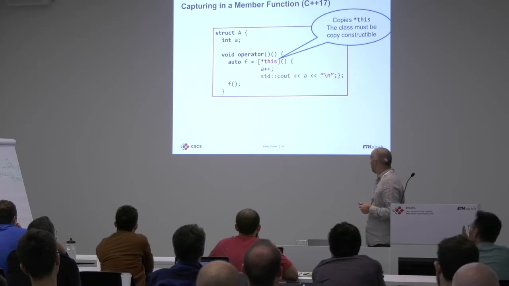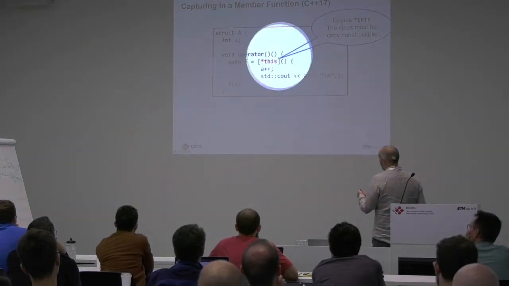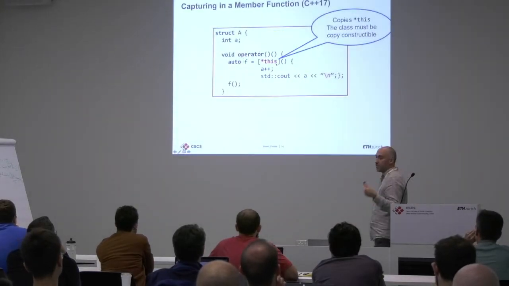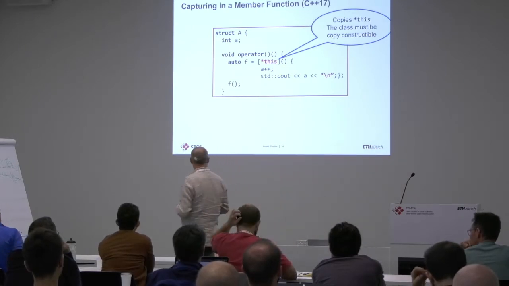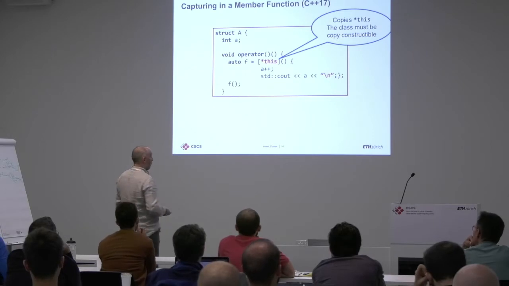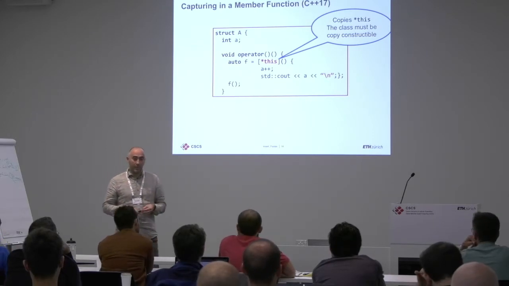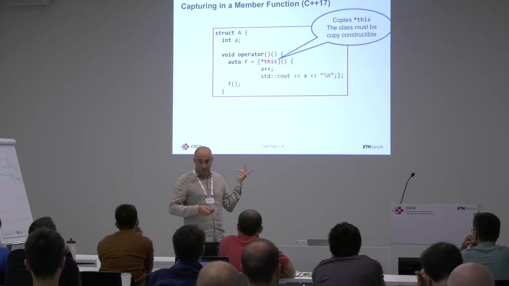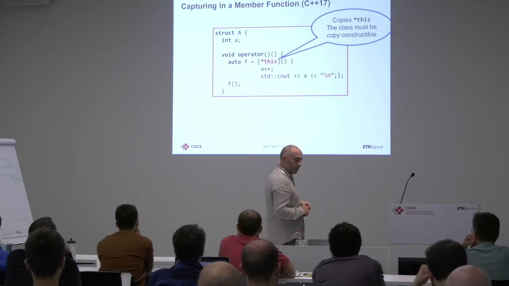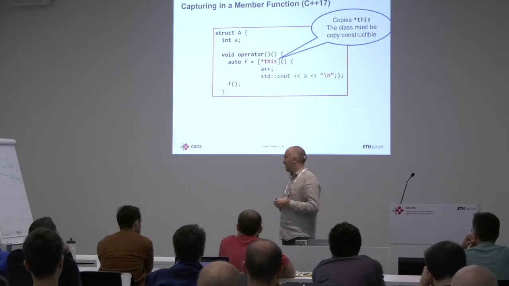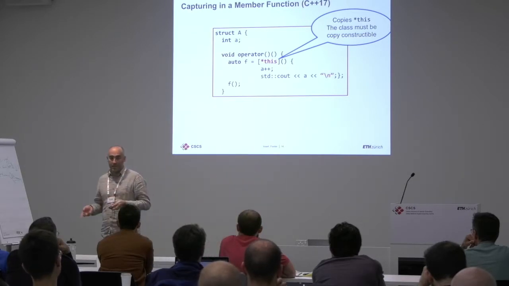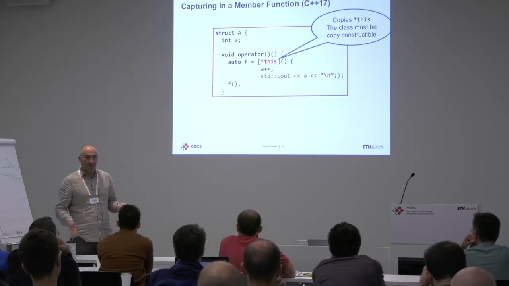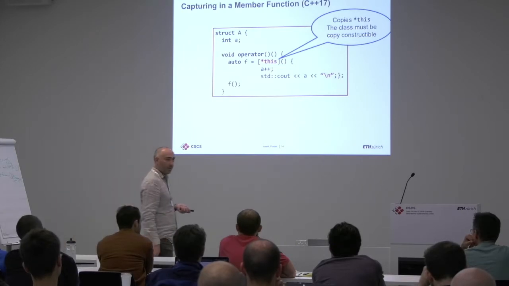And this is idiomatic, right? If you say *this, it means copy this object inside my lambda. And of course, the class must be copy constructible. If you don't have the copy constructor, this will not work. So nothing esoteric really happening here. Your class needs to be able to be copied, otherwise the copy cannot happen.